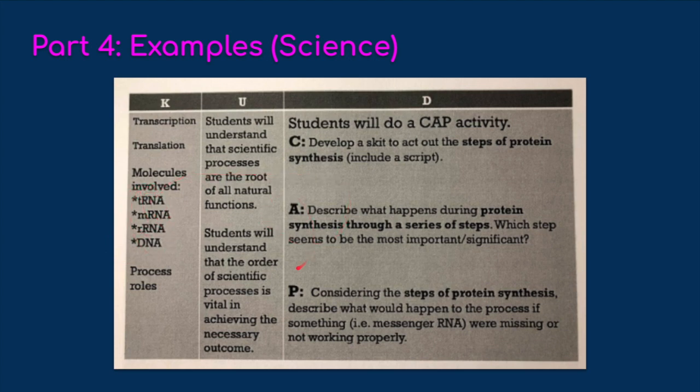I think the A and the P on this are actually really interesting because, okay, you need to know what protein synthesis looks like and then think about what is the most important part. And then notice how the analytical piece talks to the practical piece, because you have to figure out what the most important step is and then think about, well, what if that step was removed, or if any step was removed? What would happen in terms of genetics, disease, things of that nature?